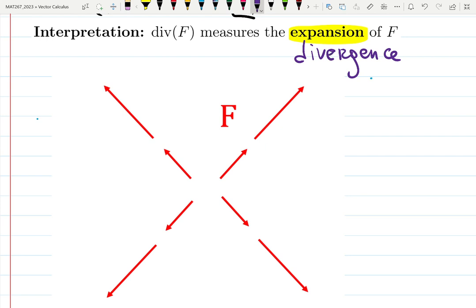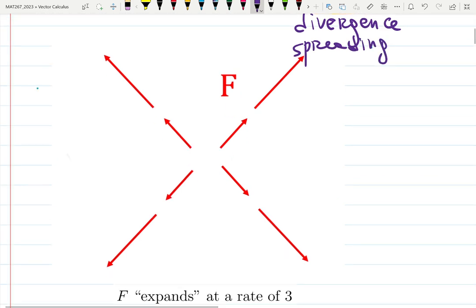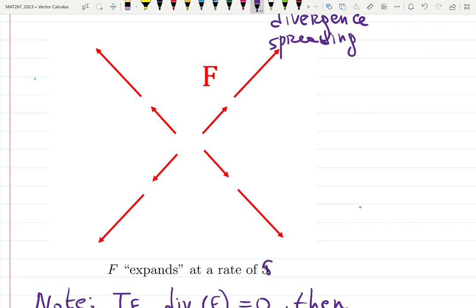So trust me, I had to figure out all of this as well fast while doing research. Divergence, expanding, spreading, right? Spreading. And I have some other synonyms at the bottom. So here's how it looks like. Div F expands how fast? At the rate 5. So water expands fast.